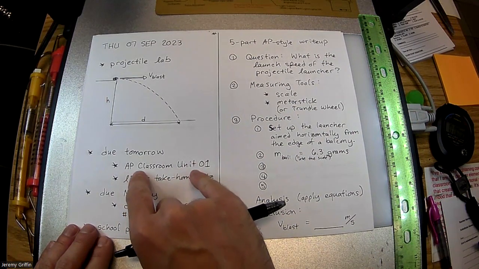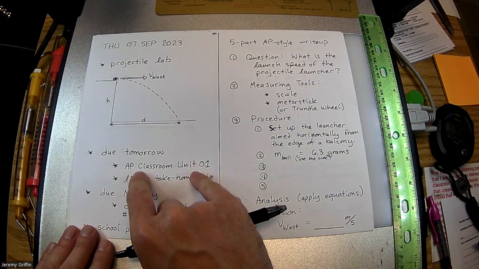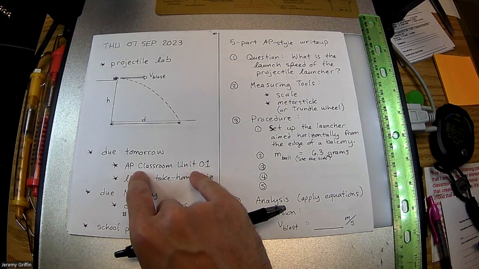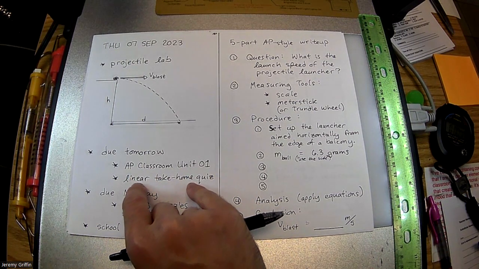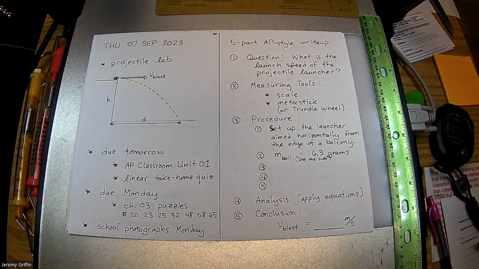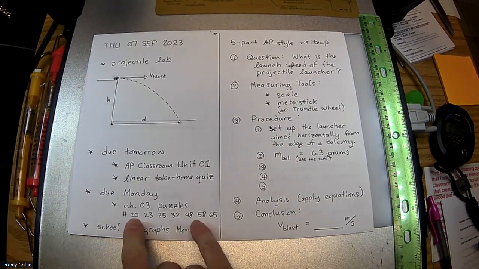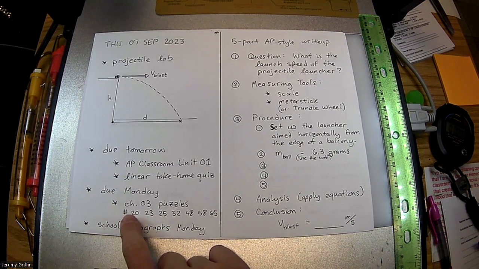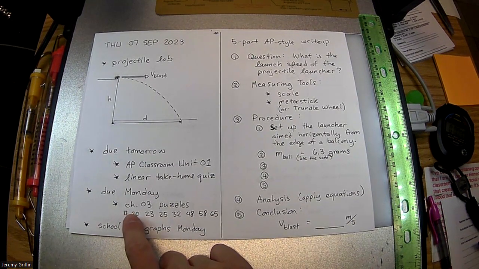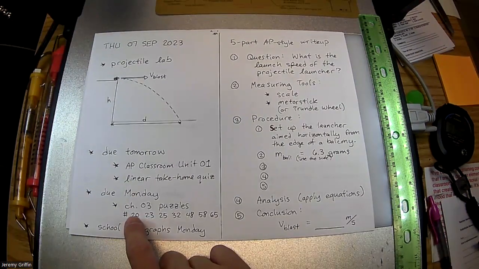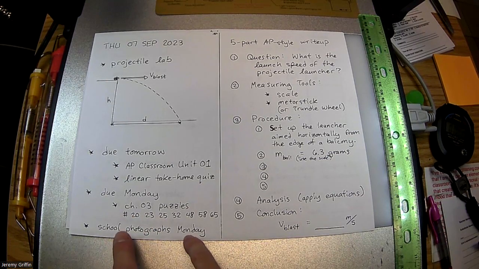Guys, tomorrow, AP Classroom Unit 1, you guys will have finished by tonight so that tomorrow I can go over those solutions in class. Okay. And your linear motion take-home quiz. Everybody does have a linear motion take-home quiz, right? You guys got that? Right. Then Monday, your chapter 3 puzzles. These are all projectiles except for one of them. I'd ideally like to, by the end of class today, also go over the non-projectile one. So I really hope I have time in class to do that with you guys today.